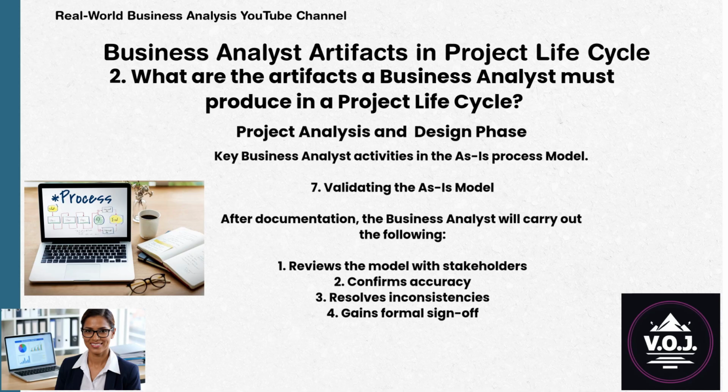Number 7 of the business analyst activities in the as-is process model is validating the as-is model. After documentation, the business analyst will carry out the following. 1. Reviews the model with stakeholders. 2. Confirms accuracy. 3. Resolves inconsistencies. And 4. Gains formal sign-off.